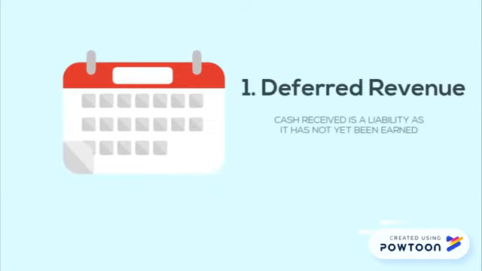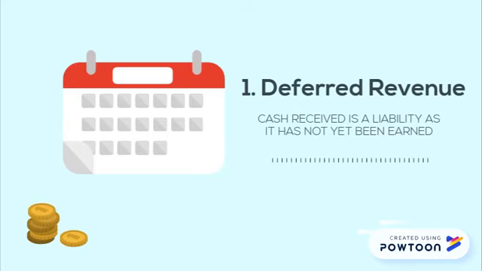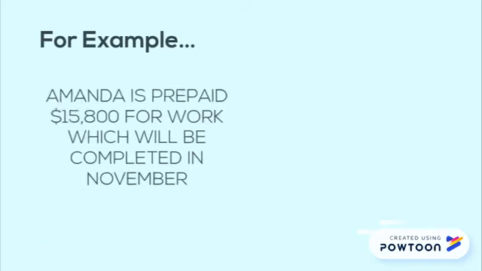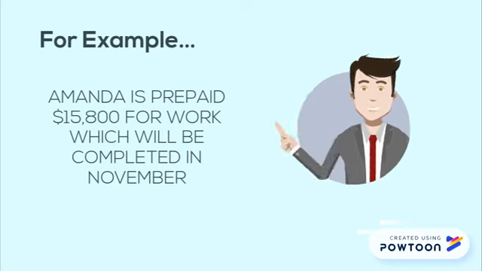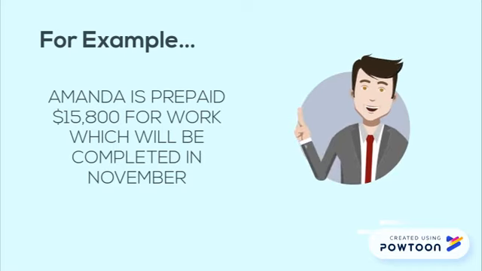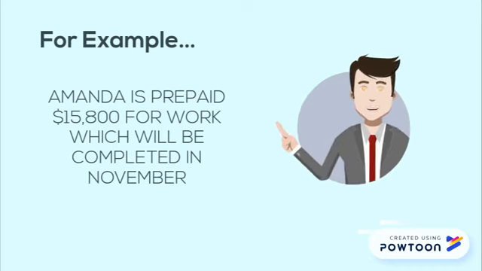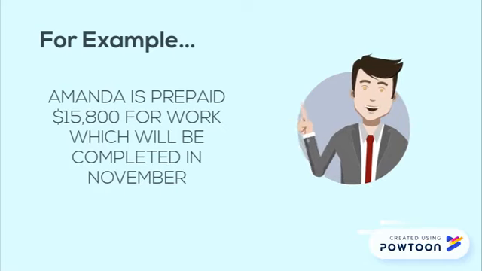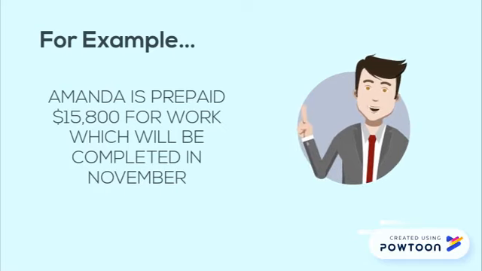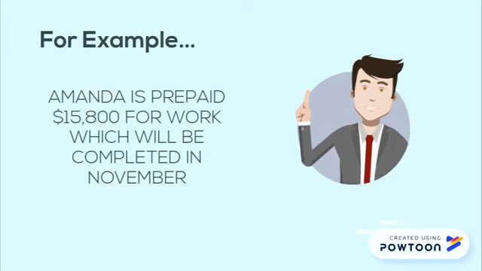There are 4 scenarios that illustrate the necessity of adjusting journal entries. The first is known as deferred revenue. This occurs when cash is received before the firm's revenue is earned. For example, Amanda is prepaid $15,800 for work which will be completed in November. Since she has not yet provided the service which she has been paid for, the $15,800 cannot be recorded as revenue, but is rather recorded as a liability for the month of October.